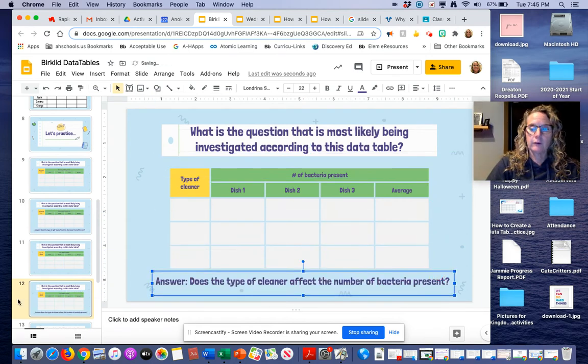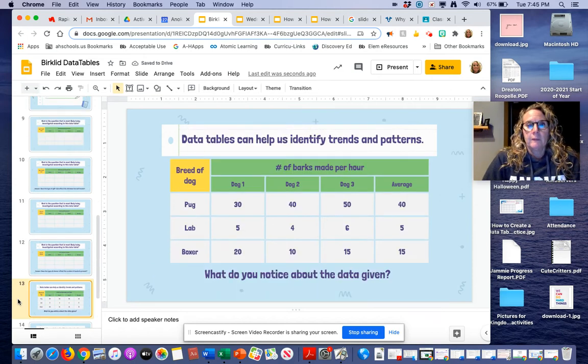So let's look at another example here. Data tables can help us identify trends and patterns. So when we look at all the data, we can say, oh, I can make a conclusion by that. So look at that data table and think, what can I learn about how the breed of dog affects the number of barks made per hour?